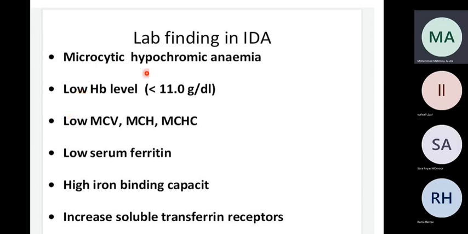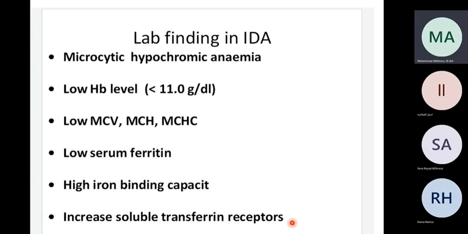So it is a microcytic hypochromic anemia. What we mean by hypochromic is that there is a low mean corpuscular hemoglobin and mean corpuscular hemoglobin concentration. These two RBC indices indicate hypochromia. And the low mean corpuscular volume means that it is microcytic. Hemoglobin level low, low serum ferritin, high iron binding capacity, and increase in the soluble transferrin receptors.